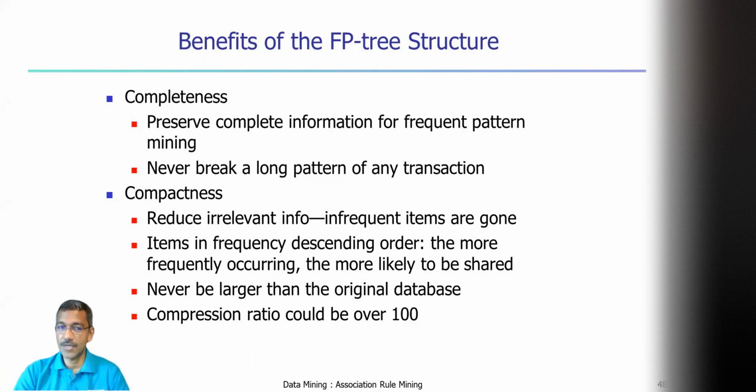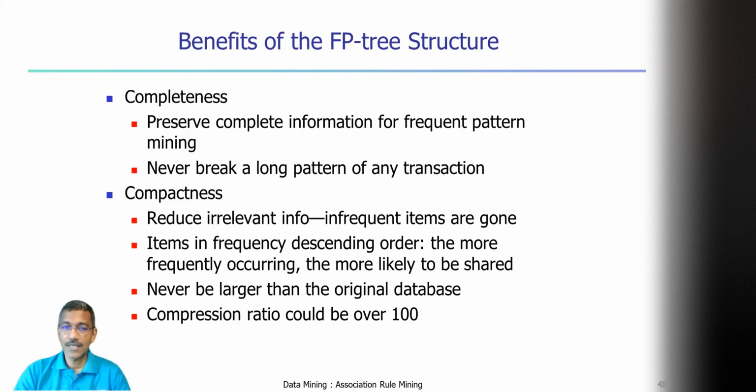Remember, in Apriori with the sampling approach, we might lose some of the patterns, right? So this is not like that. Although we are doing only 2 scans, we are not losing any information. And we never break long patterns of any transaction. So if there are long patterns, all those long patterns are preserved as long as the items in the pattern qualify to be frequent, we include them. And it's compact.